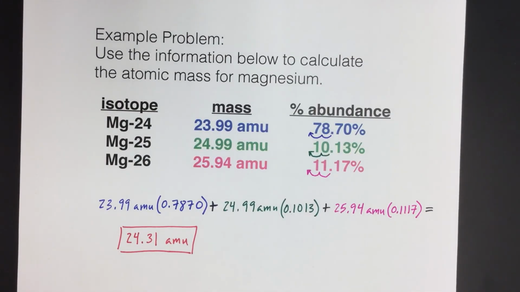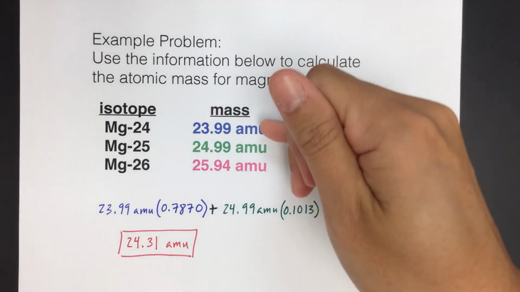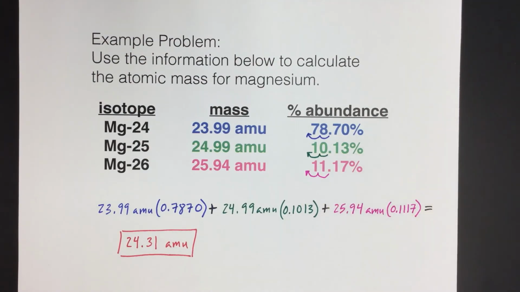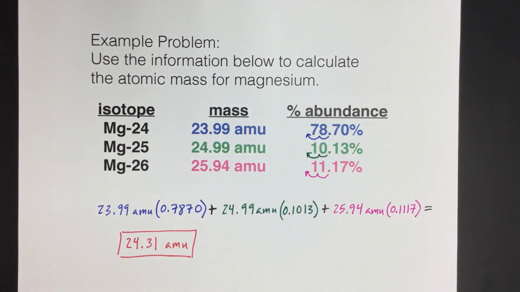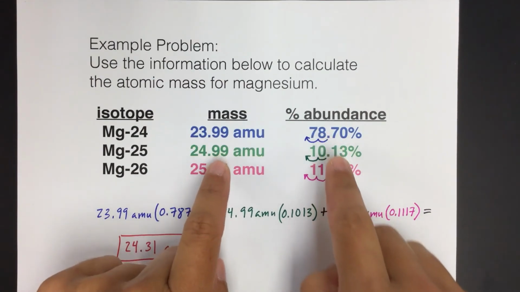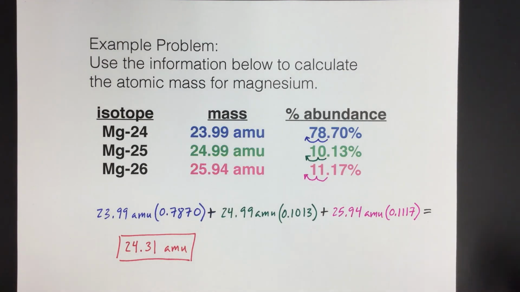So that's just an example of one atomic mass problem, but you're going to follow the same form. Doesn't matter how many different isotopes there are. You can do this with 2 isotopes. You can do it with 4 isotopes. But you just want to follow this general formula where you do the mass times the abundance plus the mass times the abundance plus the mass times the abundance. And then use those checks to see if your answer makes sense. All right, good luck.